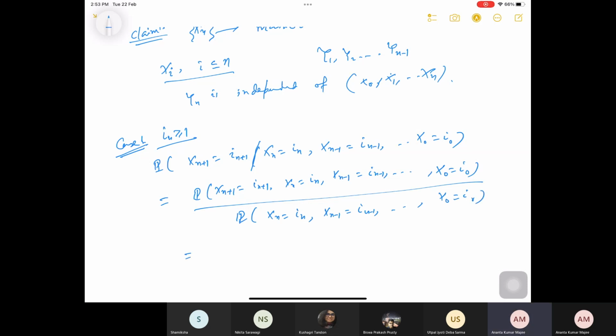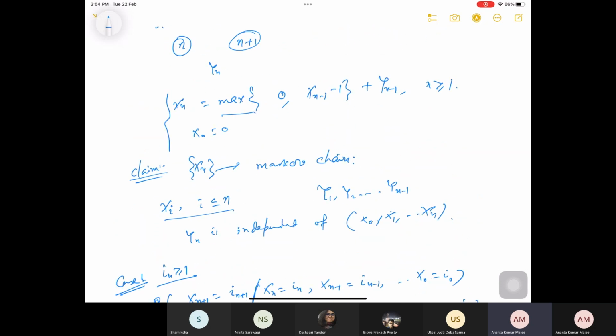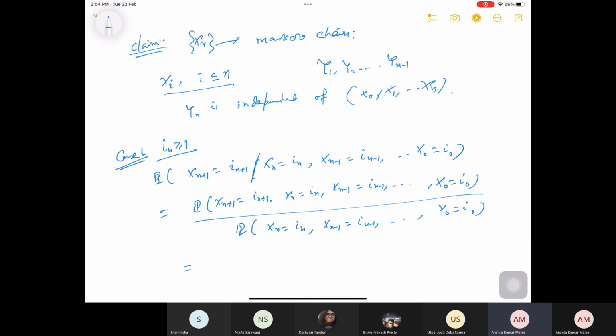Is it not? So now what is the event xn plus 1 equal to i of n plus 1? I can write it in terms of y of n. Since I put xn equal to i of n, which is greater than or equal to 1, now if you look at the definition, the maximum over 0 and xn minus 1, here the maximum should be this one. So x of n plus 1 is equal to x of n minus 1 plus y of n. So now x of n plus 1 equal to i of n plus 1 is the same as the probability that y of n equals i of n plus 1 minus in plus 1. And they are independent because yn is independent of this thing.